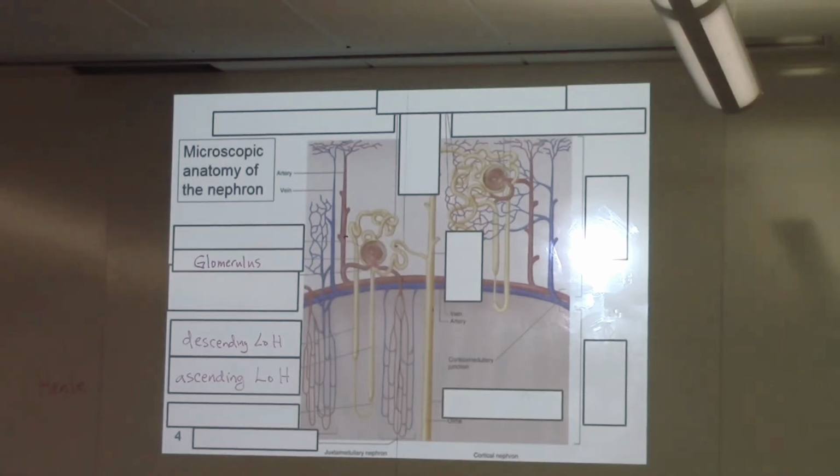Yes, okay. Who's next? Joey? Right here, that's the vasa recta. Good. That is the vasa recta. That is blood flow that parallels the loop of Henle. We'll talk about that next week. Medulla. Okay? This is the medulla.